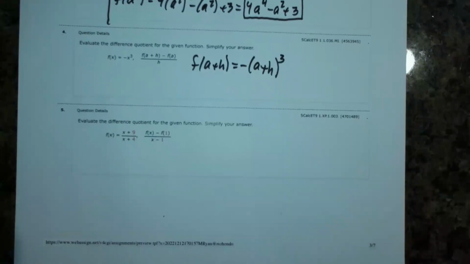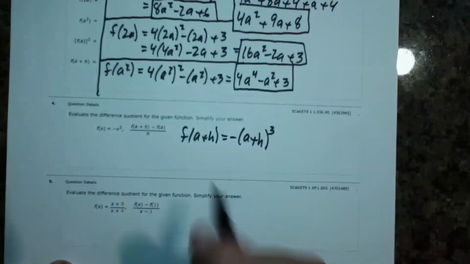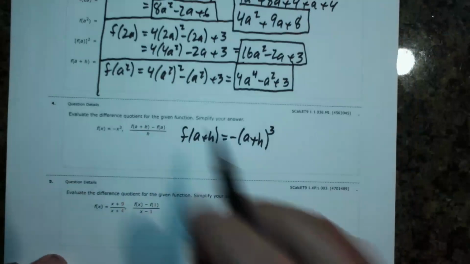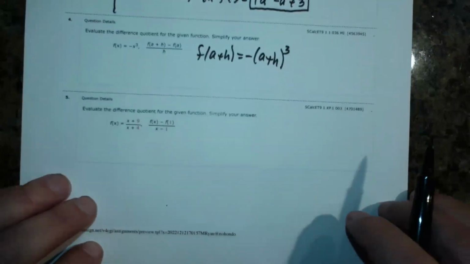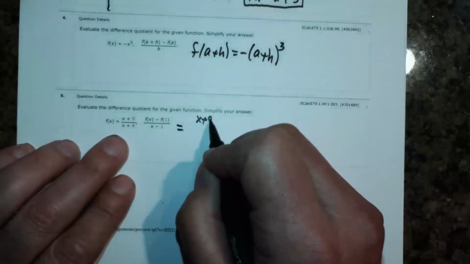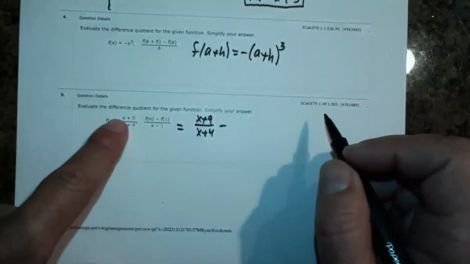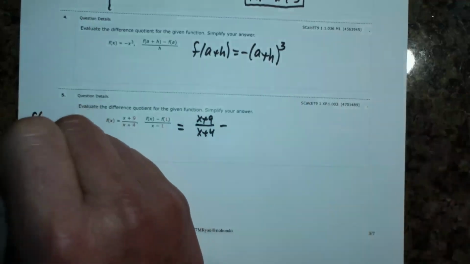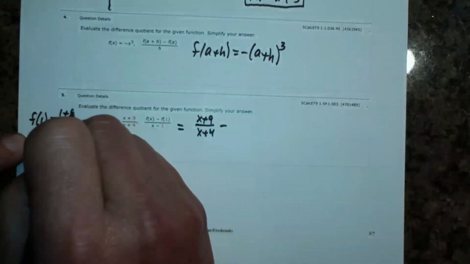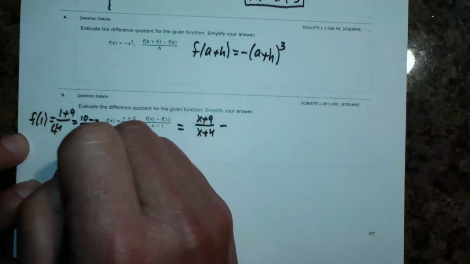So let's see what we have for number 5. Evaluate the difference quotient for the given function. Now, this is a difference quotient. There's 2 forms of it. There's this form, this form. This is going to prove to be a little bit more useful, in my opinion, later in the semester. So let's try to do this. This is saying take this function minus f of 1. Now, when I put 1 in there, do you see f of 1 is going to give me 1 plus 9 over 4, 1 plus 4, which is 10 over 5, which is 2.